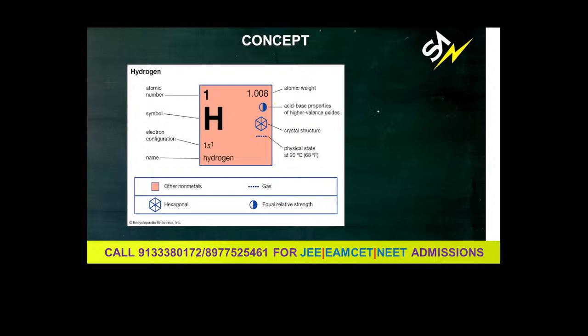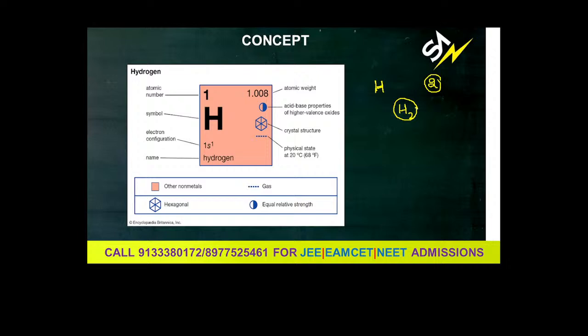So what is the atomicity of hydrogen? Can hydrogen exist this way? No, because hydrogen's atomicity is 2. It is a diatomic molecule like the 17th group elements. Hydrogen also exists as H2. So its atomicity is 2, only 2 atoms present.